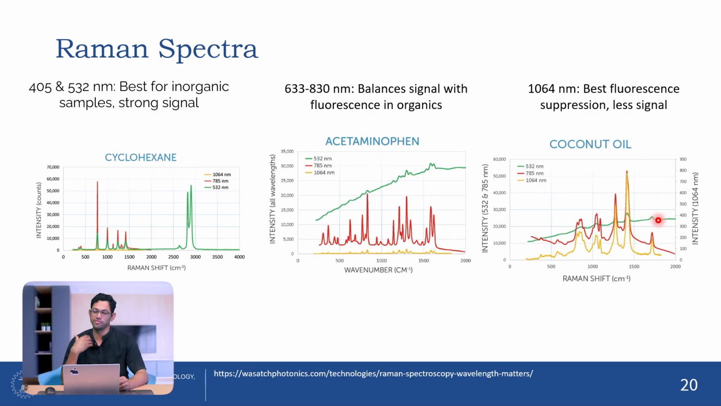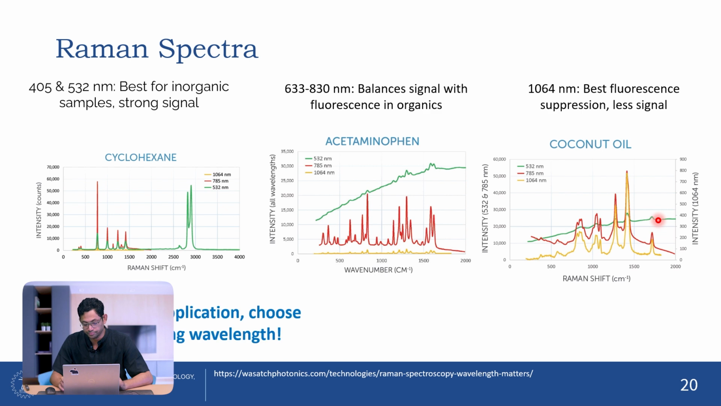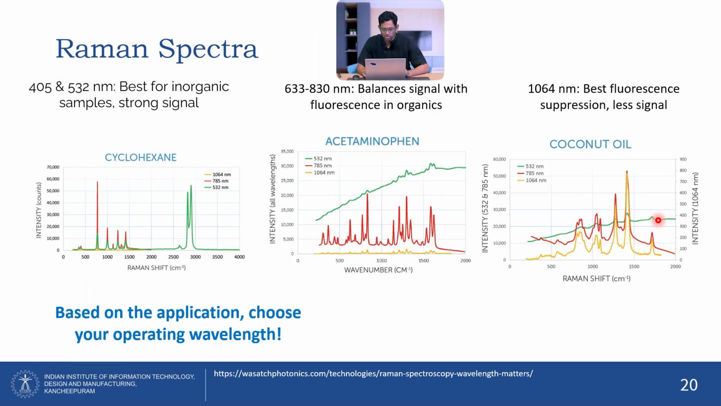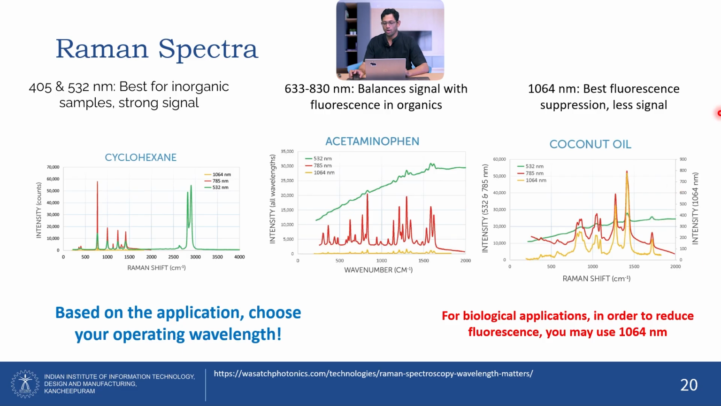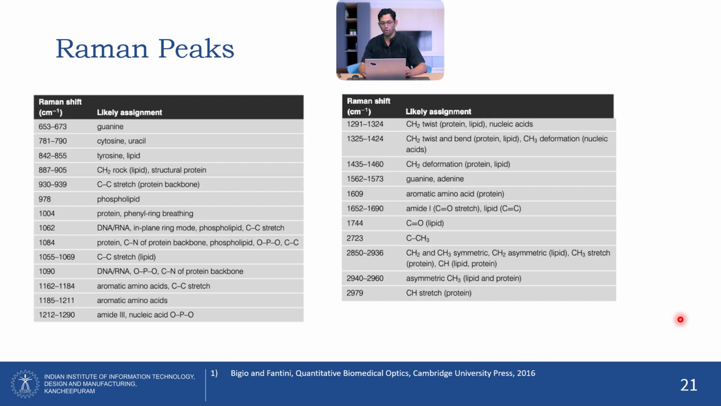So based on the wavelengths that you are shining, the laser that I am going to shine is going to vary the Raman spectra that we are going to observe. Now, you can choose your wavelength based on your applications, right? And for biological applications, you have autofluorescence. You try to reduce the autofluorescence by using higher wavelength, that is around infrared light source. Okay.